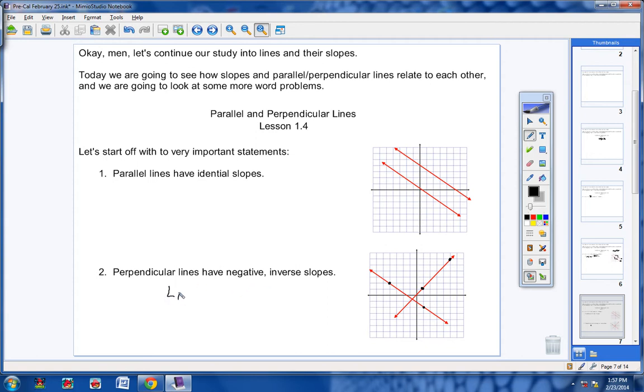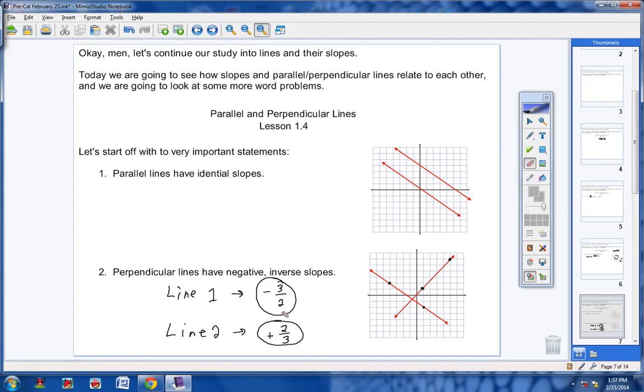Let me give you an example of what I mean. Let's say that line number 1 had a slope of negative 3/2. Then if line number 2 is perpendicular to line number 1, do you know what the slope of line number 2 would be? You change the sign, so here it's negative, this would be positive, and you flip the fraction, 2/3. So there we go. So if these two lines are perpendicular, one slope will be negative, one slope will be positive, and one slope will be the inverse, or flipped if you want to use that word. One slope will be the inverse of the other slope.